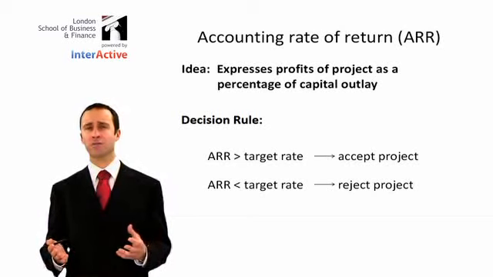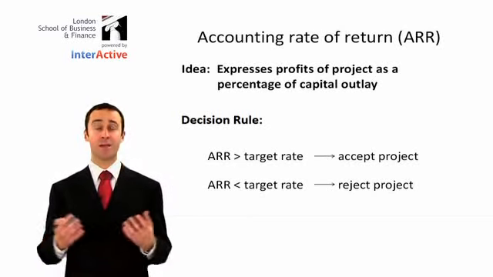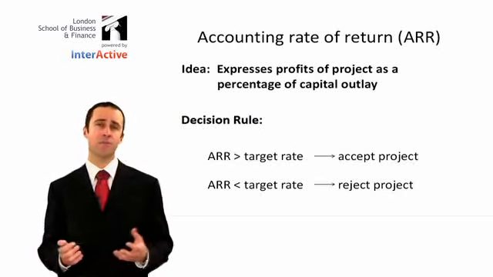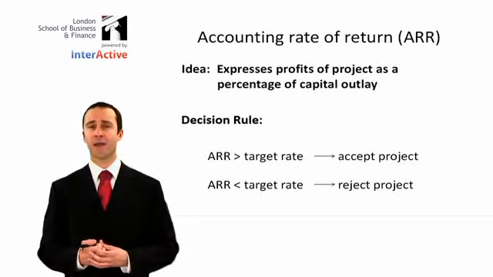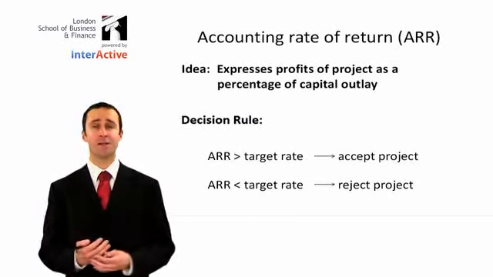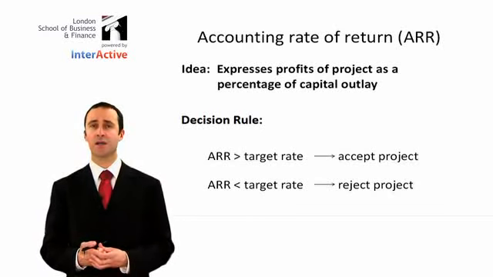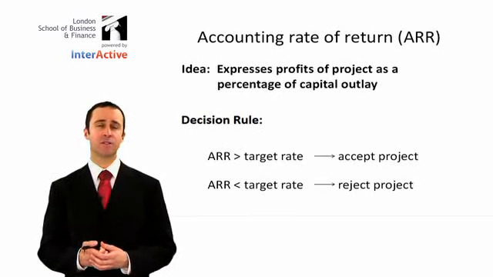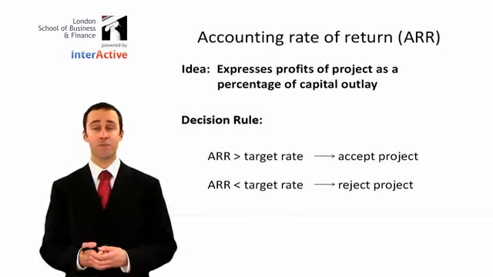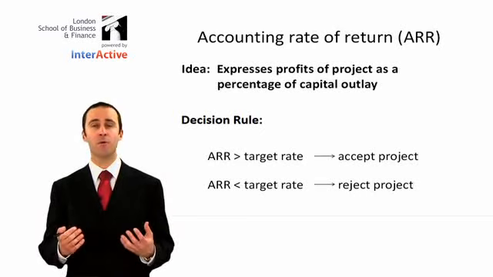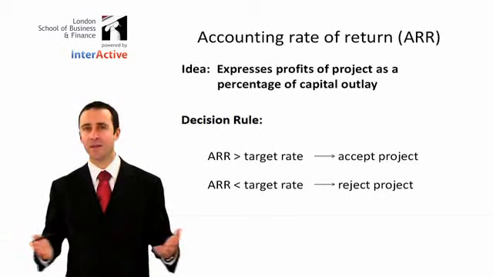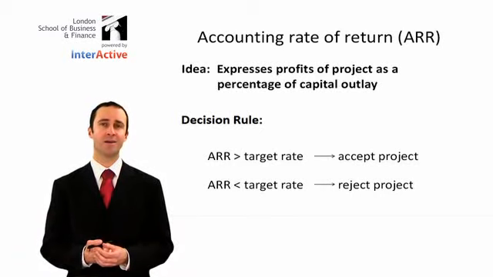In terms of how that goes through and helps us make a decision as to whether we accept or reject a project, we will accept the project if our accounting rate of return is greater than some predetermined target. However, if that accounting rate of return we calculate is less than some predetermined target, then we will reject the project. There are various pitfalls that we have there.